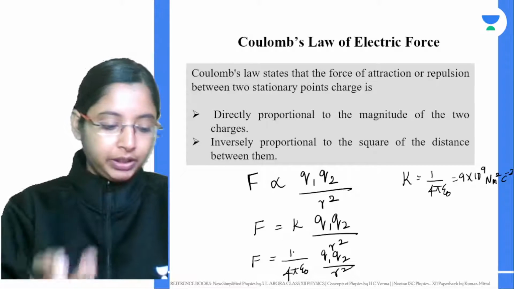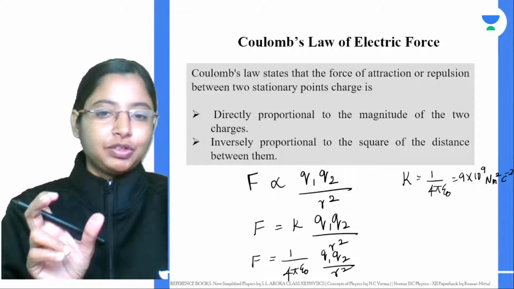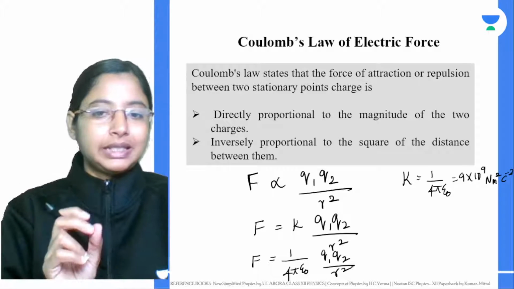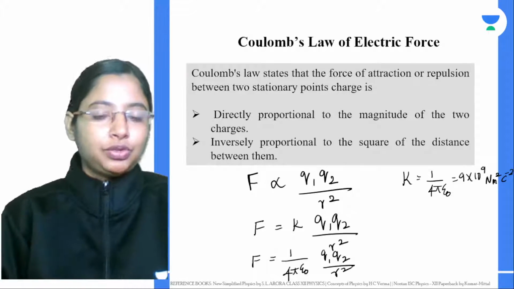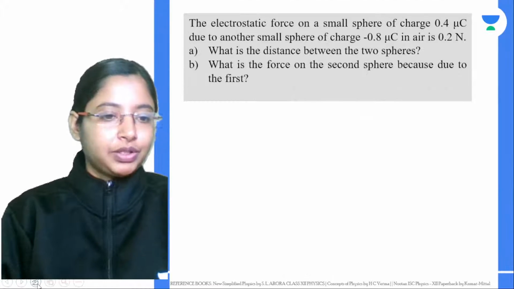It's a vector quantity because we're talking about a force. So if you take any two charges separated by a small distance, the force acting on the two charges is given by Coulomb's law. Now let's do one question based on the same.